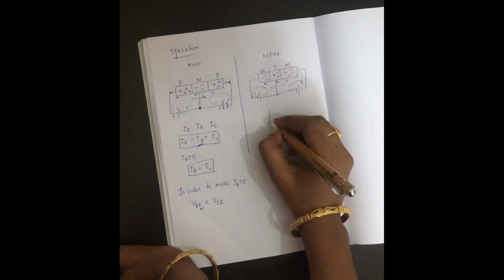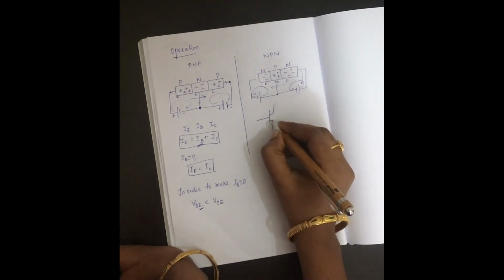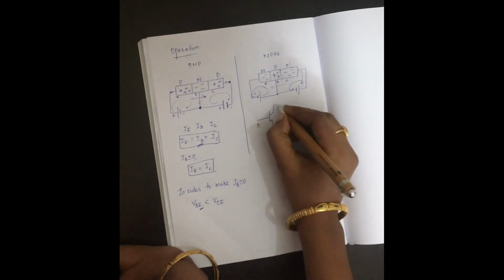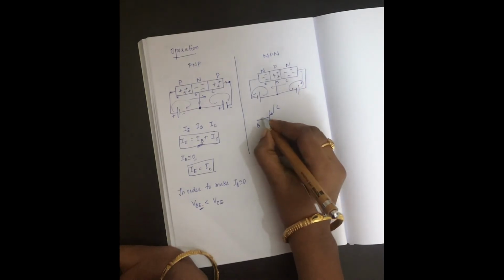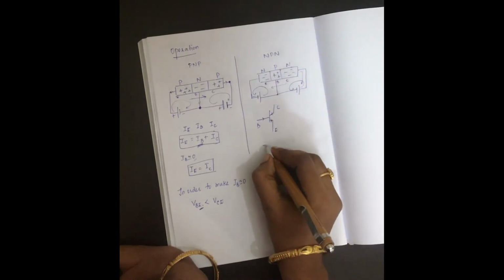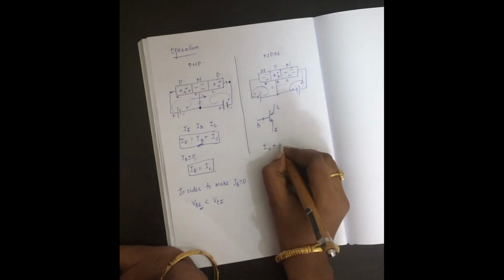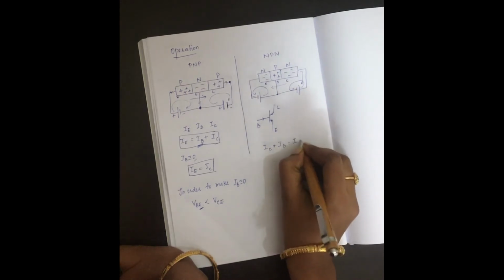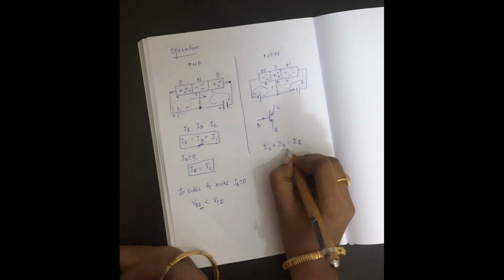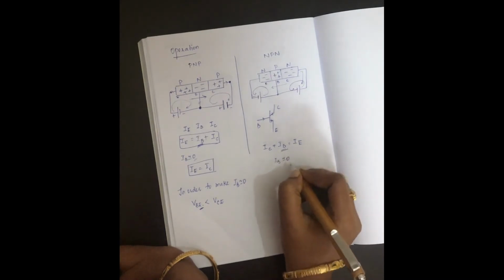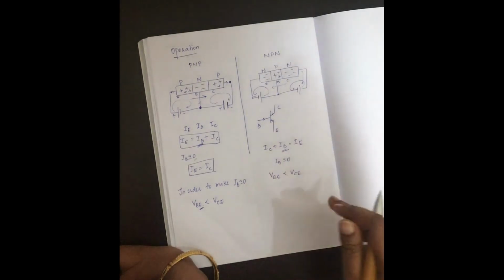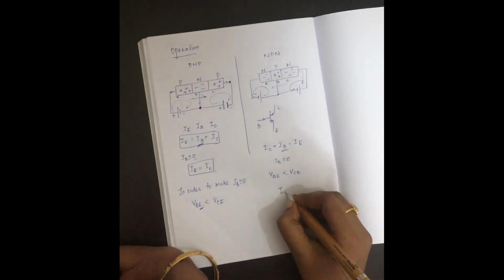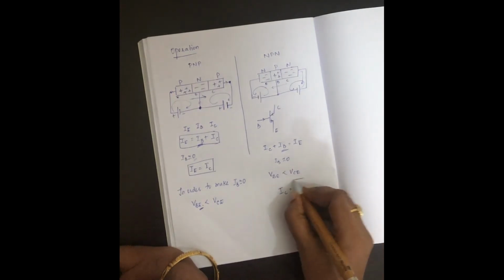So here also, for NPN, emitter, base, collector, from collector and from base, current is flowing to emitter. Collector current plus base current will be equal to IE. Here also you need to make base current approximately equal to 0. For that, the voltage at base should be less than voltage at collector. So you will get output current equal to input current.